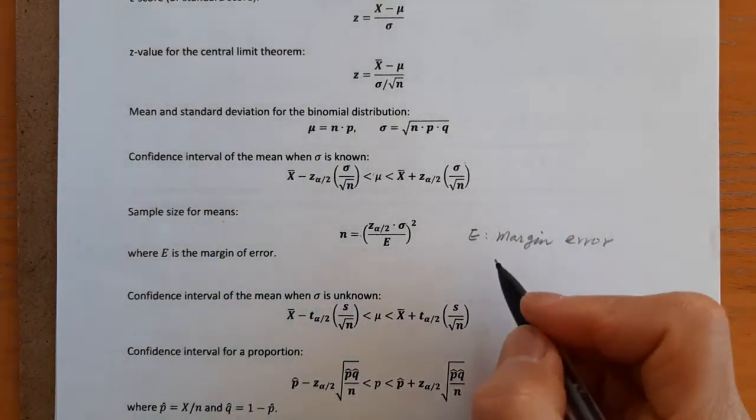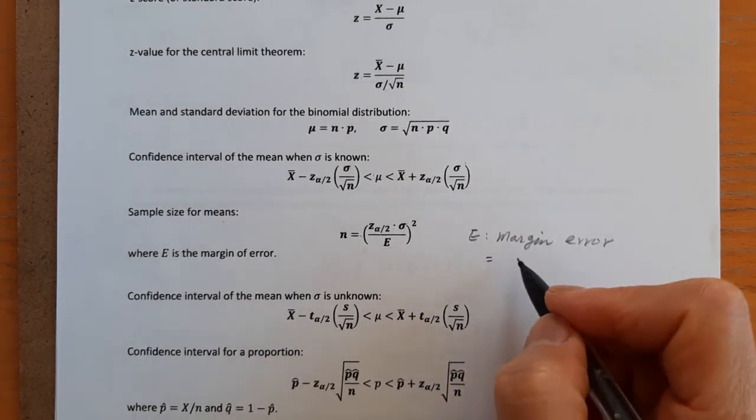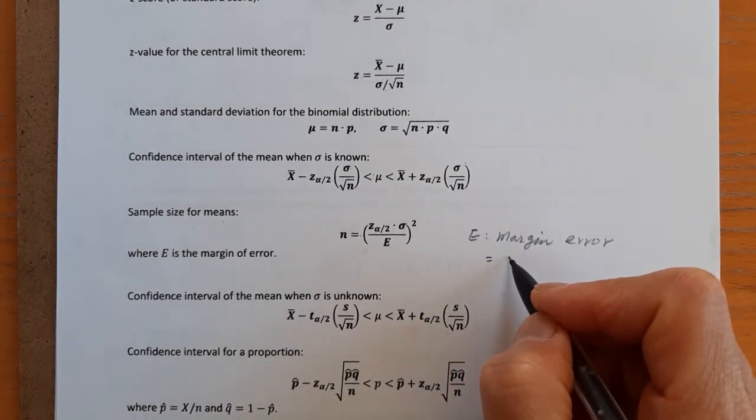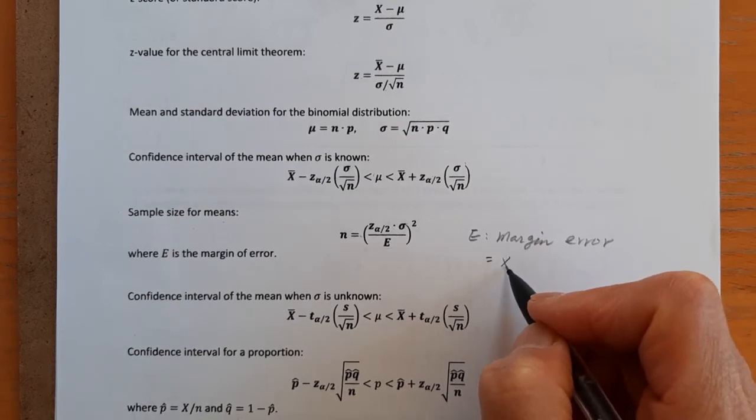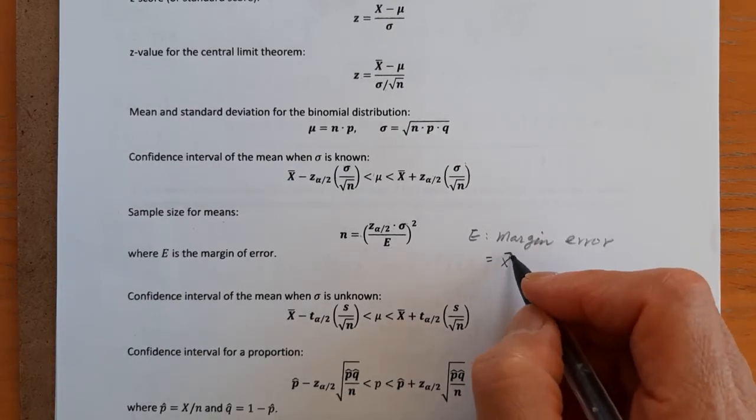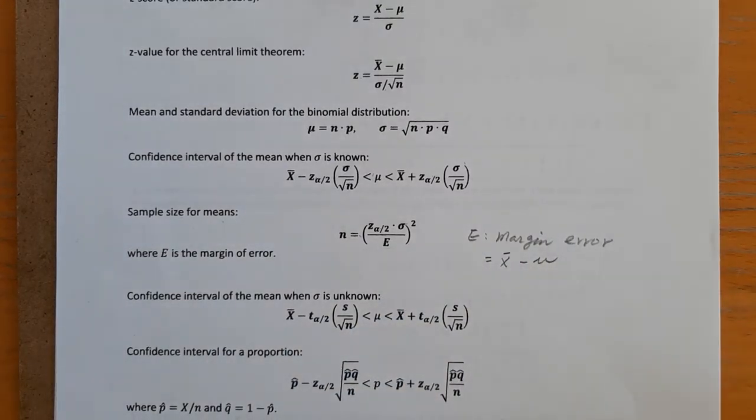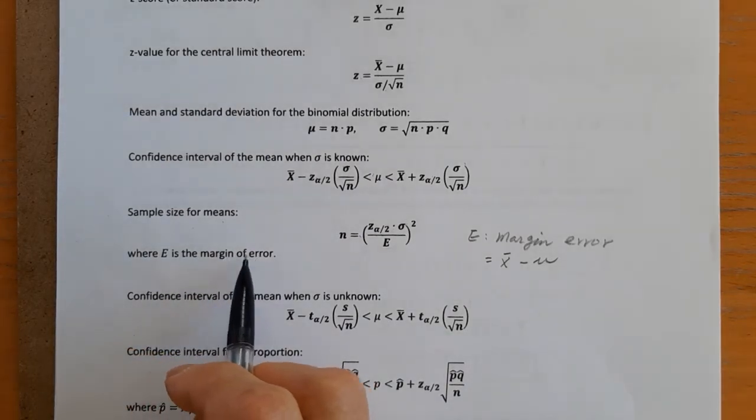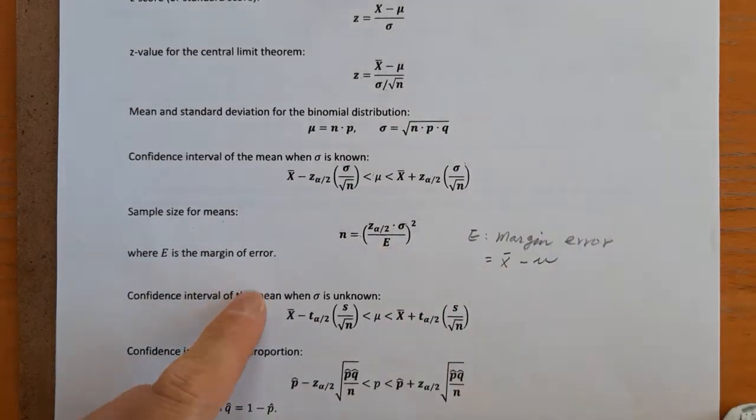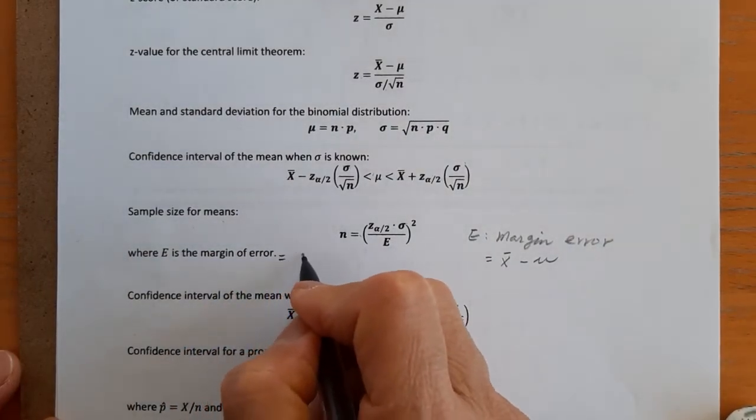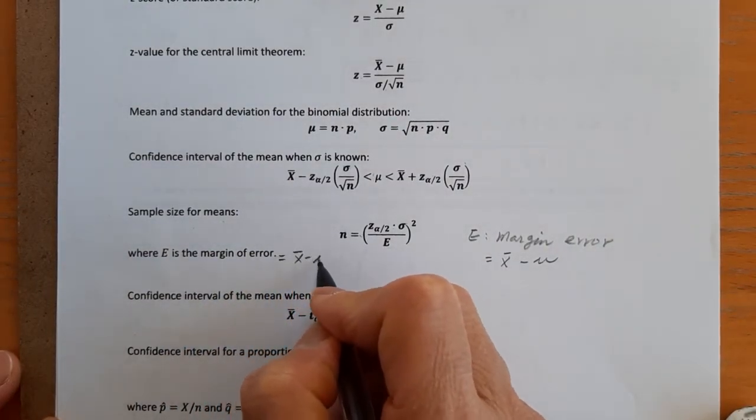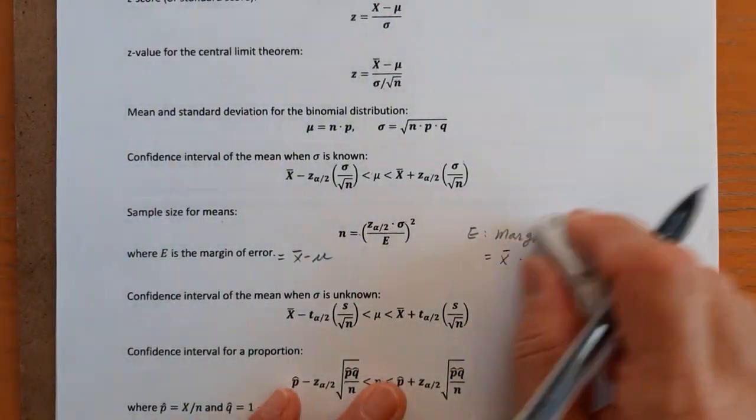The margin of error is the difference from the sample mean to the population mean. We call it the margin of error. E is the margin of error. It's over here, which is the difference between the sample mean and the population mean.